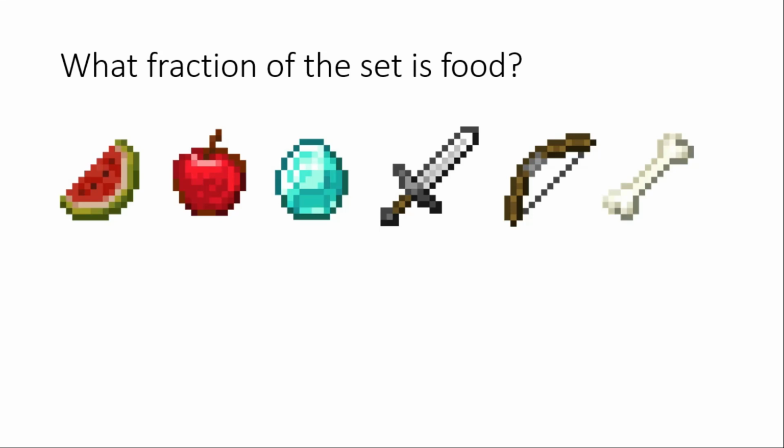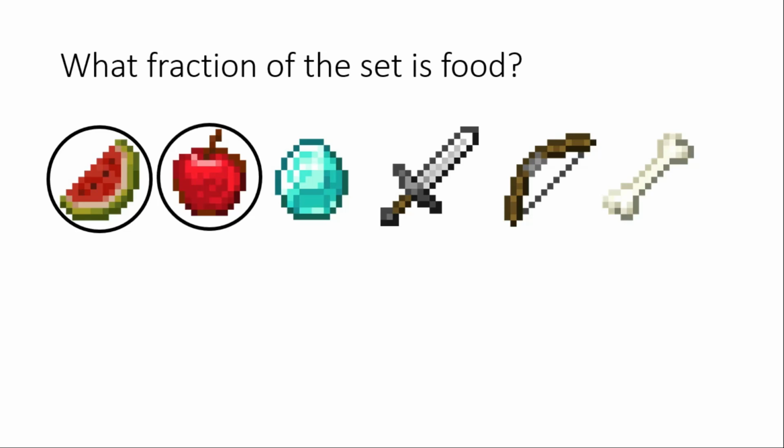Okay, moving on to some Minecraft objects. I'm not even sure if I know what all of these are. I think we've got a watermelon, an apple, a diamond, some type of sword, some type of bow, and a bone. Okay, so those are our Minecraft objects. Let's see. The question is, what fraction of the set is food? Well, there's that one and that one. Okay, so those are the food.